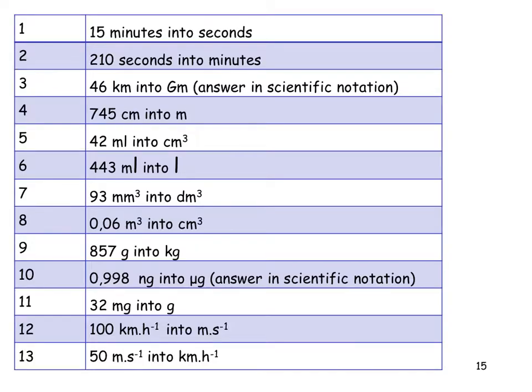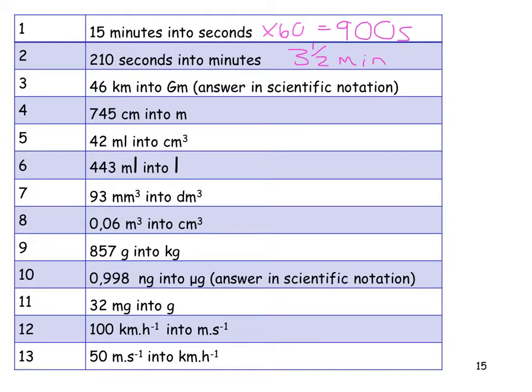Let's take a look at some of these examples over here in terms of unit converting, just some extra practice. We've got 15 minutes going into seconds, so all I'm going to do is multiply that by 60, and I land up with 900 seconds. And when I take 210 seconds and I divide it by 60, I get my 3.5 minutes.